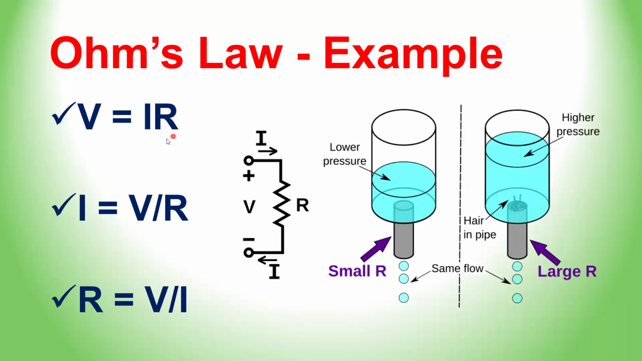And the third possibility is you keep R here, and take I to the left side in the denominator. So R becomes V over I. All these equations are related to each other, and they represent Ohm's law as a linear equation.